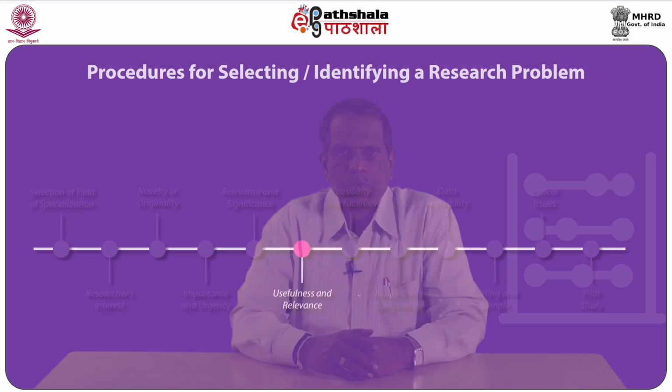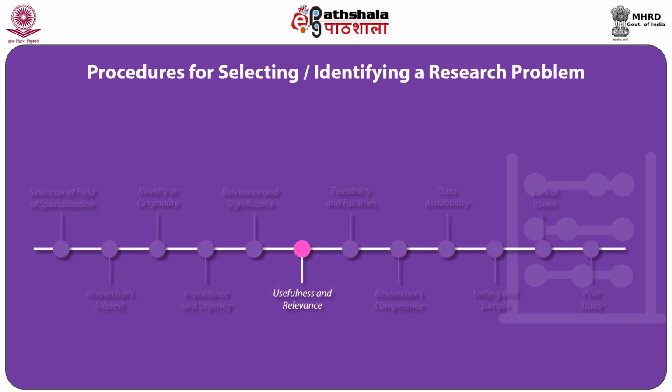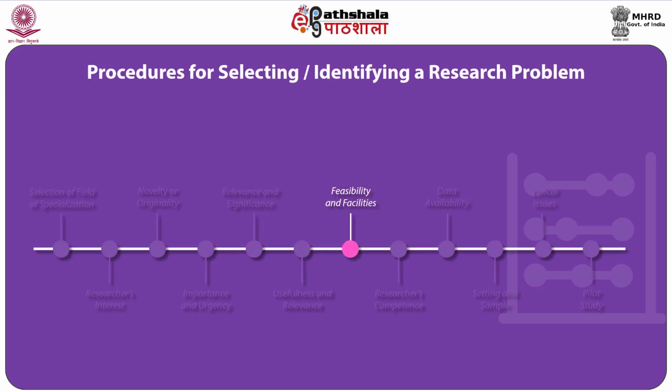Likewise, usefulness and relevance is another procedure which we have to keep in mind. The research problem to be selected must be useful to society and to other stakeholders, as well as relevant to the current scenario. Likewise, feasibility and facilities also need to be looked into before selection of a research problem.